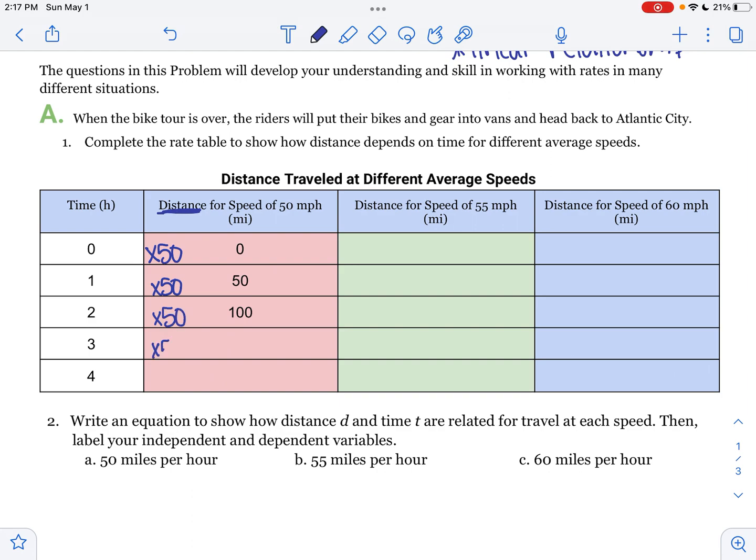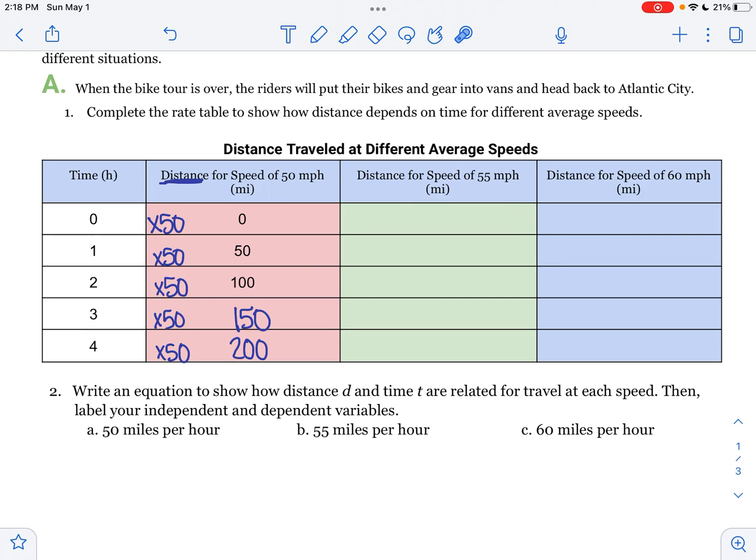We're going to continue that pattern for the last 2 hours. At 3 hours times 50, they would have traveled 150 miles. At 4 hours, they would have traveled 200. We can also notice that each time we could be adding 50 miles. That's another pattern shown here. However, we want to focus on relating the distance and the speed. In part 2 is when you're creating an equation to compare the distance and the time.